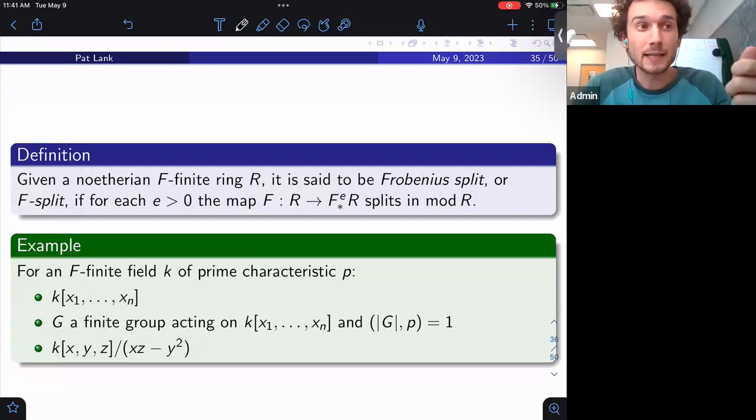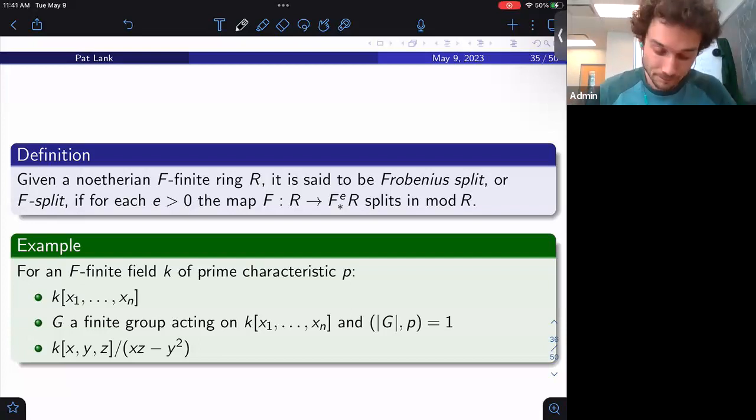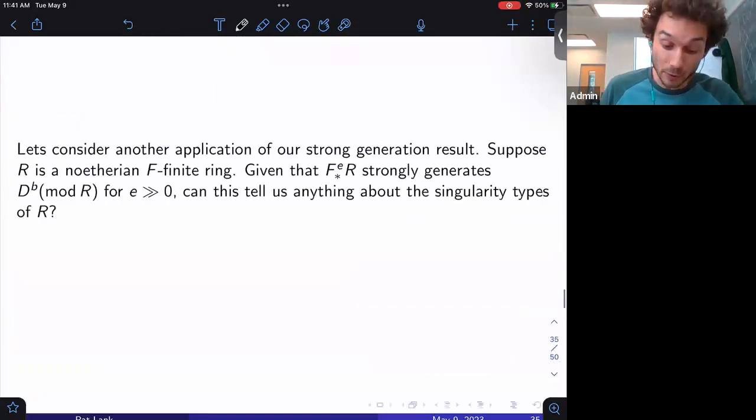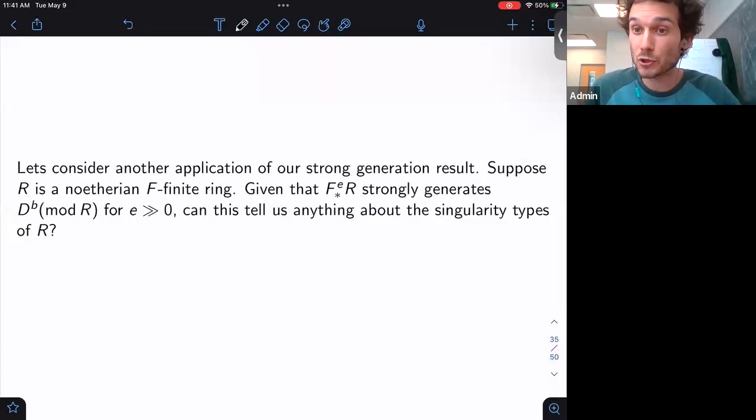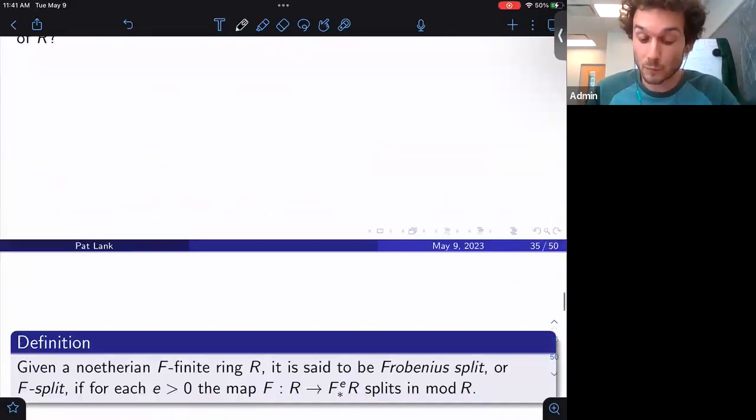F splitting is a singularity type that can be extracted from the Frobenius. There are things called strongly F regular, F rational, and so on and so forth. And there are actually deep, meaningful connections to singularities that people study in birational geometry. But for right now, we'll just focus on Frobenius split. Frobenius split says the Frobenius map, when I look at the restriction of scalars, splits in the category of modules. Can I somehow use my result saying I can push forward R sufficiently many times by Frobenius and produce a strong generator? Can it tell me anything about Frobenius splitting, for instance?